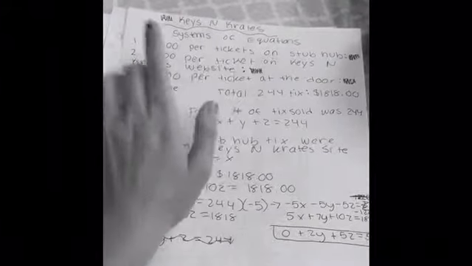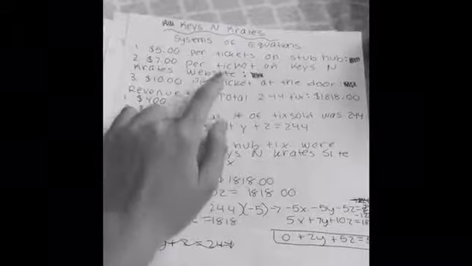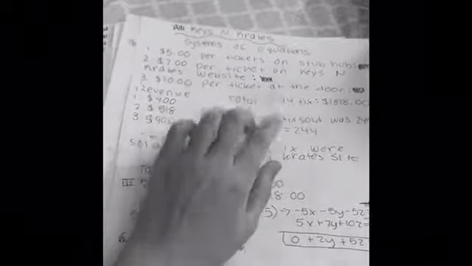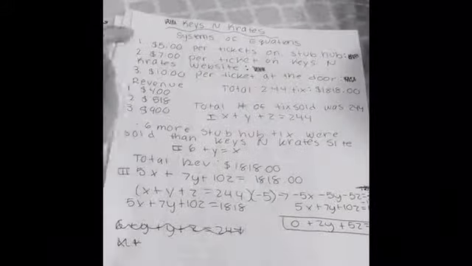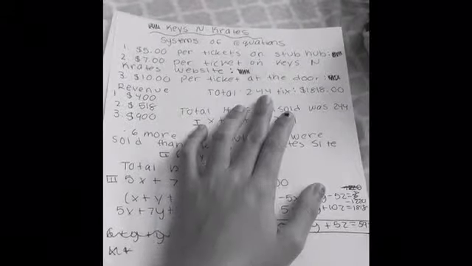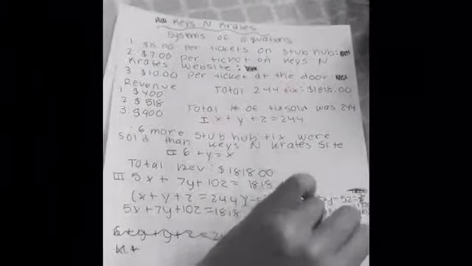So I'm going to teach you the system of equations by using the example of Keys and Crates. It's a concert that I went to recently and it's trap music. The objective of this problem is to find out how many tickets were sold per category. The categories are $5 per ticket on StubHub, $7 per ticket on the Keys and Crates website, and $10 per ticket sold at the door. The revenue for each is $400, $518, and $900. The total number of tickets sold altogether was 244, and the total revenue $1,818.